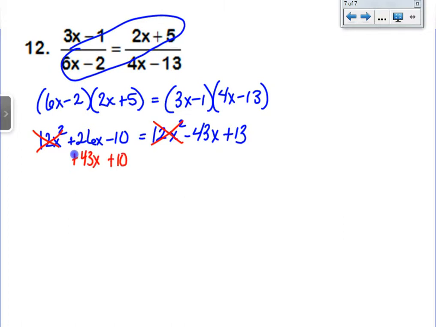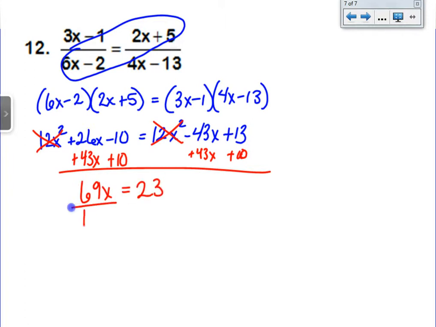and then add the 10 over here, that's a 10. We would end up with, let's see, 69x equals 23. And then of course we divide by 69. And you get x equals 1/3 now. A little bit of a catch.